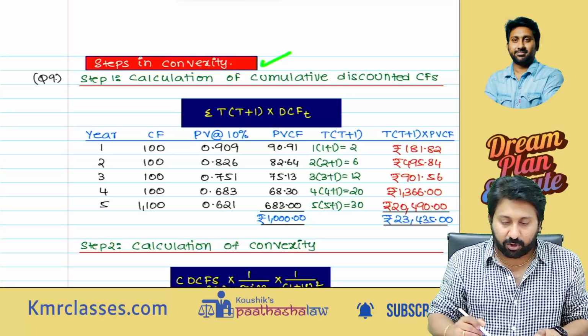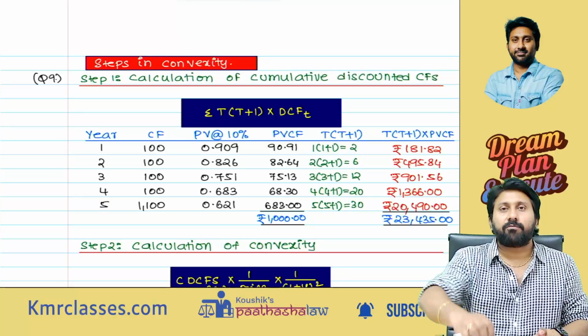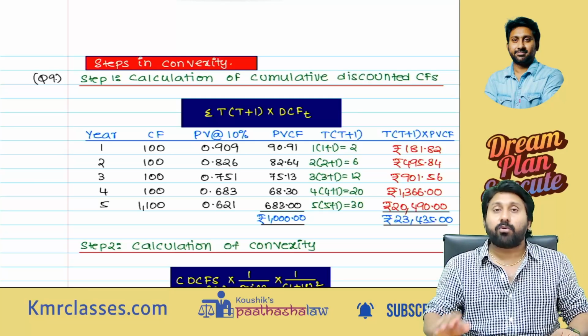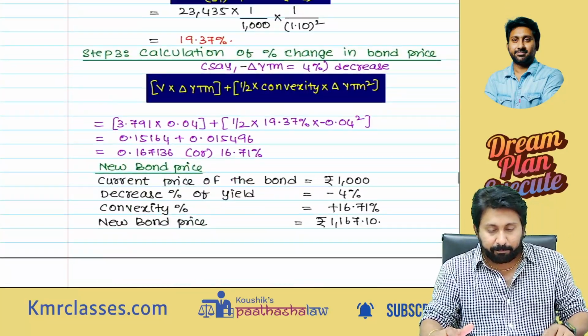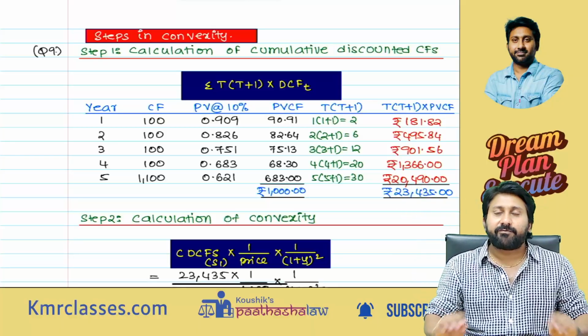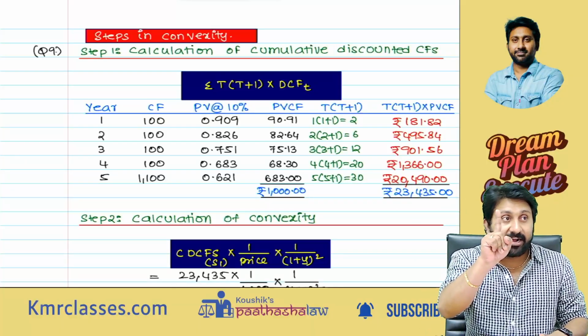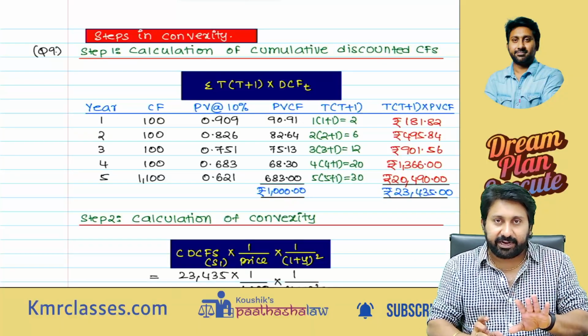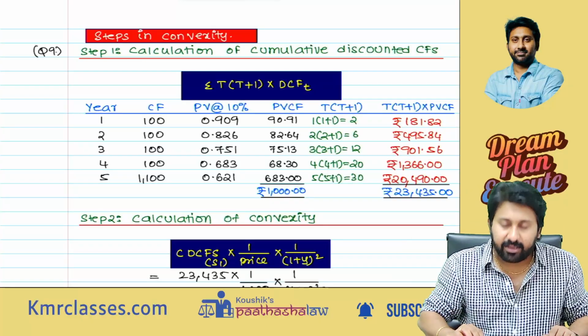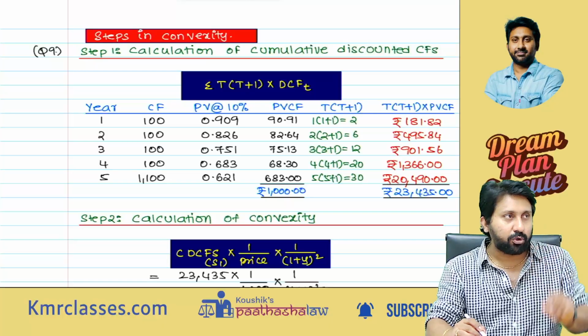So steps in convexity. What doubt will come? What is this convexity? I am not going to explain, I explained it in the revision video. Now the formula. There are popularly 3 steps in convexity. Full data is given, for 1 year: the YTM, the interest, the price, all these details are given. Then in that case, we have to do 3 steps for convexity.